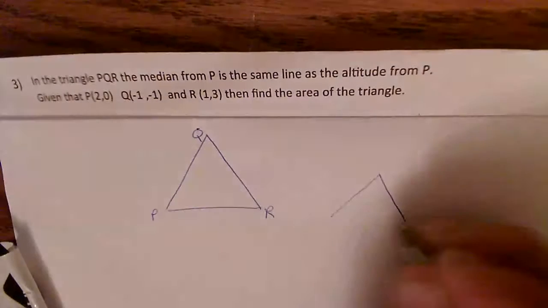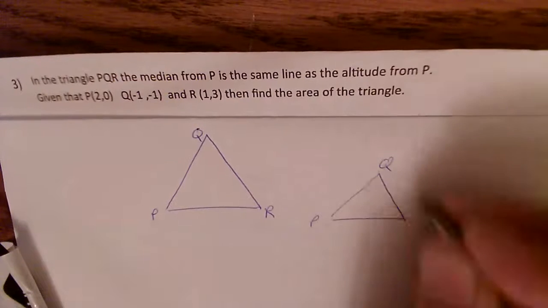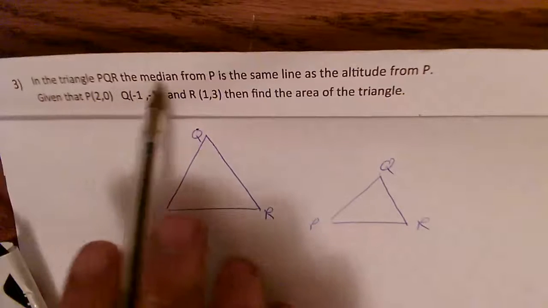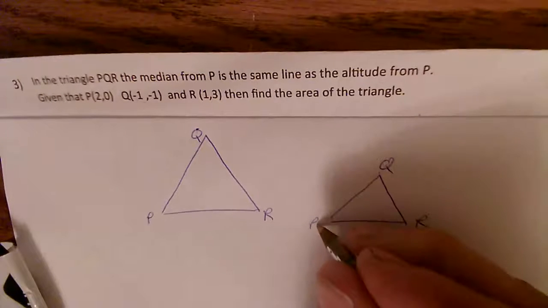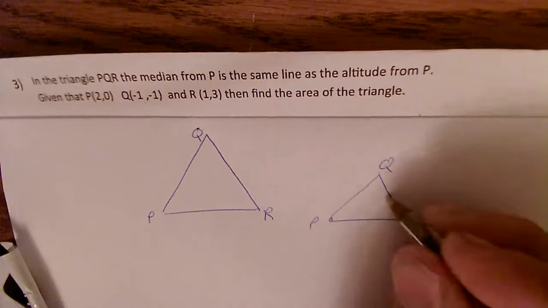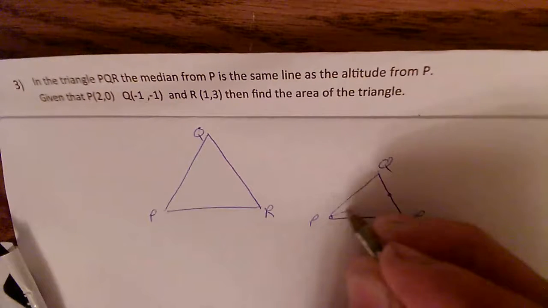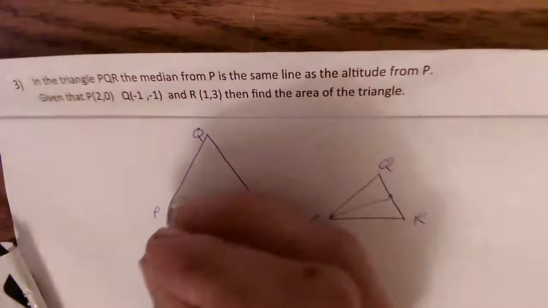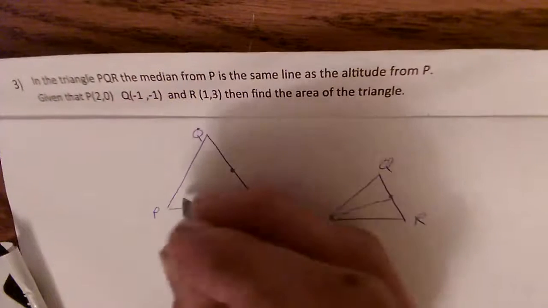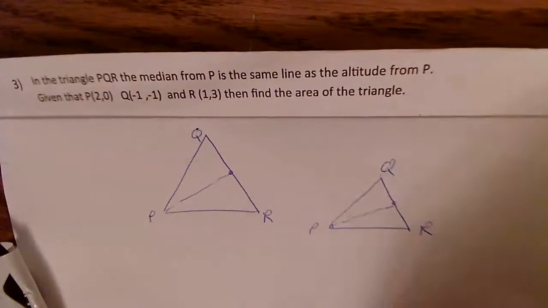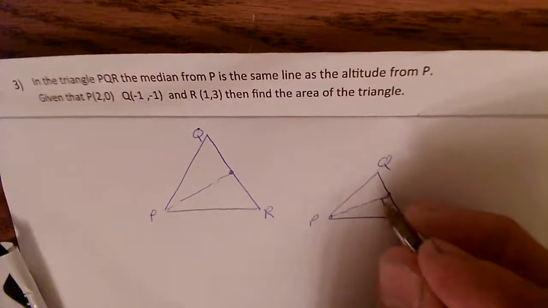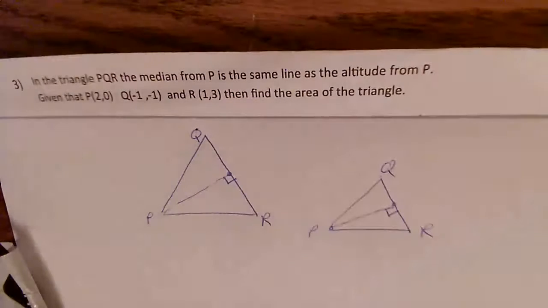I'm going to draw a different triangle PQR. It could be either of these, but we're given an extra piece of information, which is the median from P. So the median, which is the one that connects the vertex to the middle of the opposite side, is exactly the same. So I'll draw this median in as well. It's exactly the same as the altitude. Well, that's the line that meets QR at right angles. Now that gives us a bit of extra information.